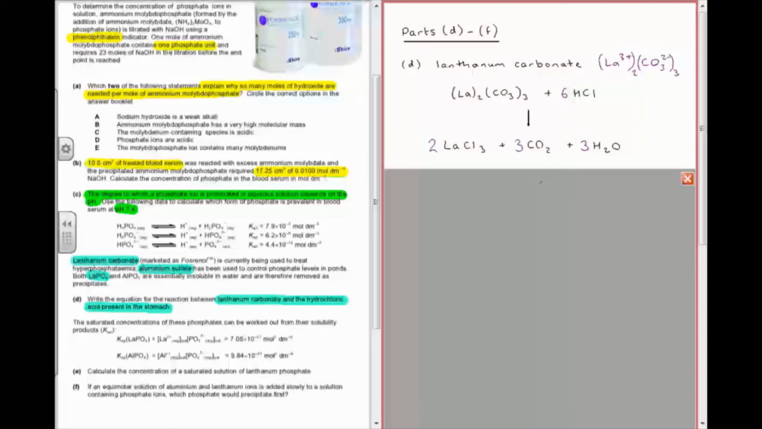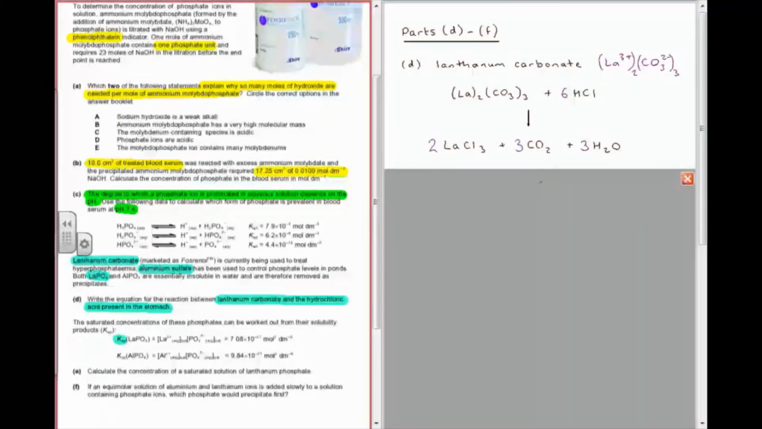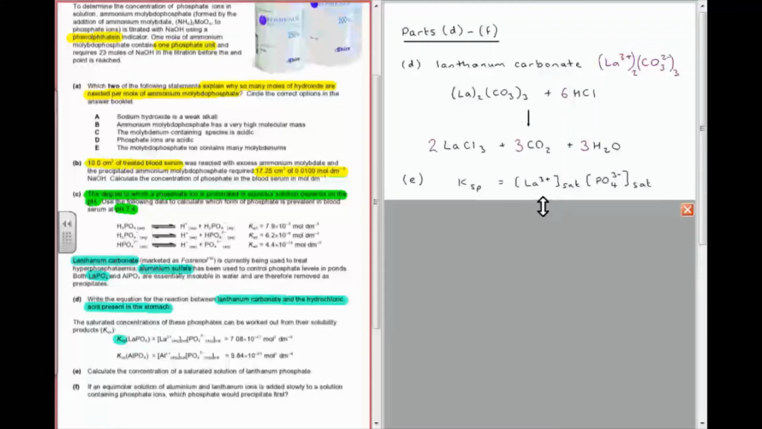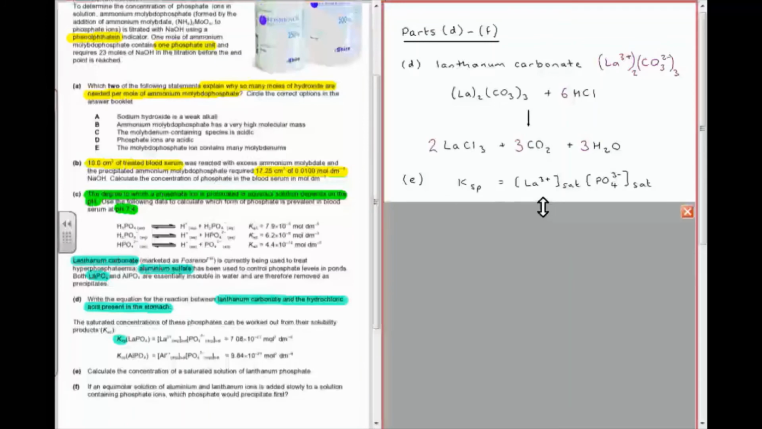The final part of the question then moves on to look at the solubility of the phosphate salts formed in the precipitation reaction. The question introduces something called the solubility product of a salt, which is given the symbol KSP, and tells us that it is equal to the product of the concentrations of each of the ions in the salt at the point of saturation. So for lanthanum phosphate, the precipitate formed by the reaction of lanthanum carbonate with any excess phosphate ions, we know that the solubility product, KSP, is equal to the concentration of lanthanum ions at saturation multiplied by the concentration of phosphate ions at saturation.